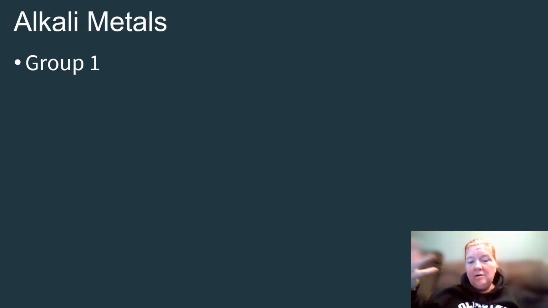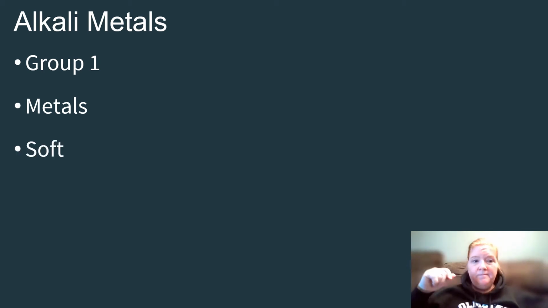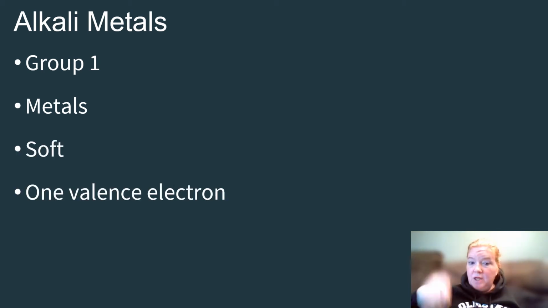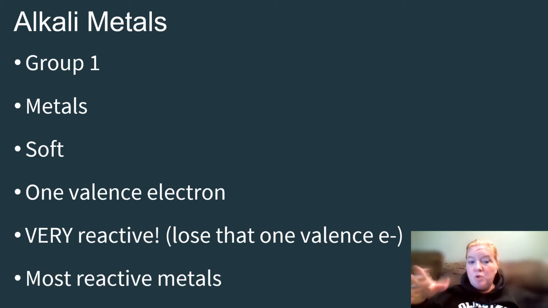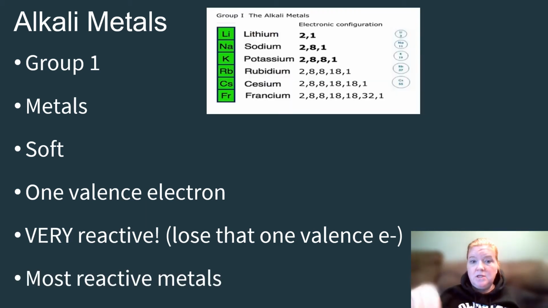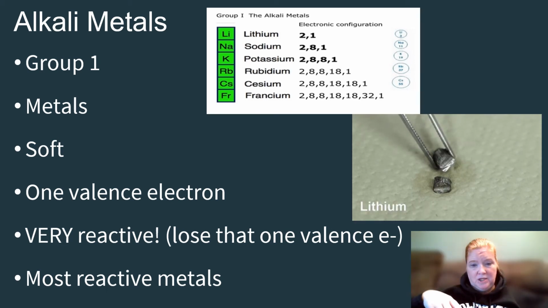So first one, alkali metals, group 1. They're obviously metals. They're soft, so you can actually cut them with a butter knife, okay? They contain 1 valence electron. Because of that, they're extremely reactive. They will very quickly lose that 1 valence electron. So they are the most reactive metals. So reactive, in fact, that we don't really find them as pure elements in nature.